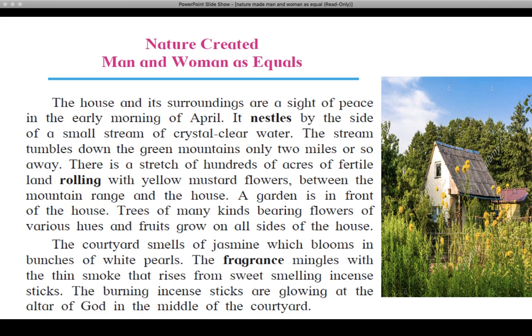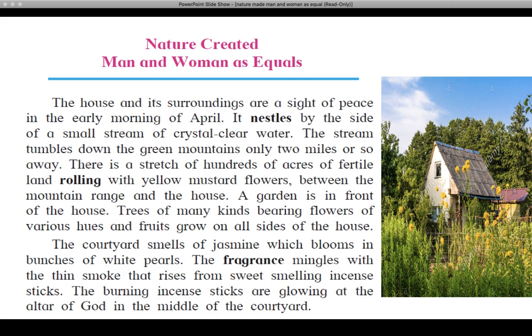Trees of many kinds bearing flowers of various hues and fruits grow on all sides of the house. The courtyard smells of jasmine, which blooms in bunches of white pearls. The fragrance mingles with the thin smoke that rises from sweet smelling incense sticks. The burning incense sticks are glowing at the altar of God in the middle of the courtyard.